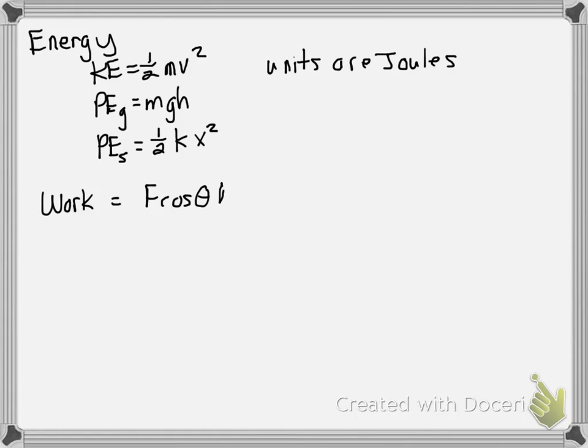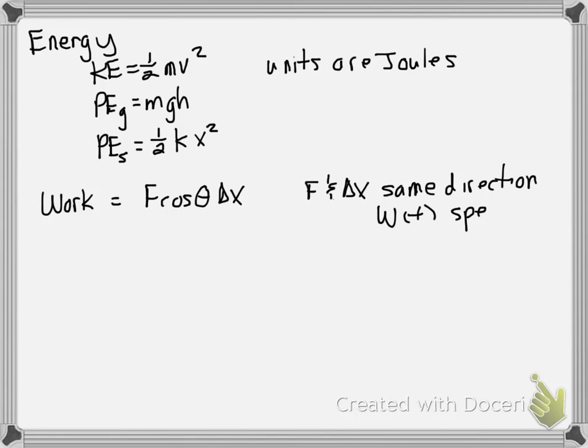Now work. Work is defined as F cosine theta delta x. The force and the displacement may be in the same direction, opposite directions, or theoretically at some angle. The cosine theta is taking into account if they are at some angle to each other. Here are our options. If F and delta x are in the same direction, then you have a positive number times another positive number, for instance, which is positive. Or a negative times a negative is still a positive. The work is going to turn out positive.